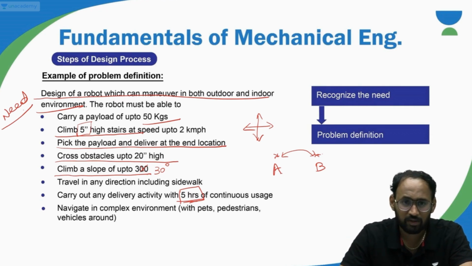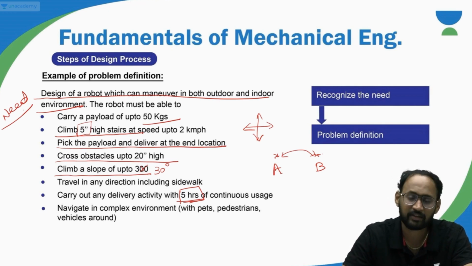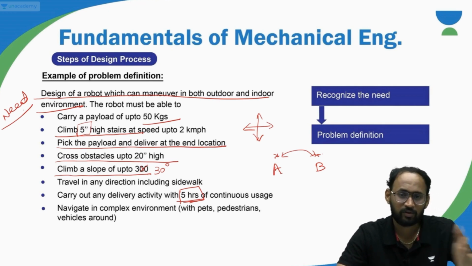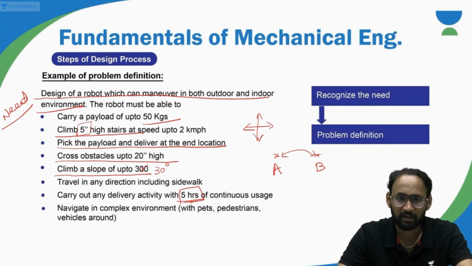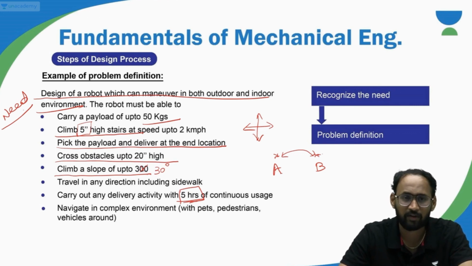So this robot is nothing but replacing a delivery person's task. For example, you are replacing a mundane task from one place to another, or you are trying to automate certain delivery of parcels from one place to another. So this robot will do the job of a regular human being, and these are the problem definitions.